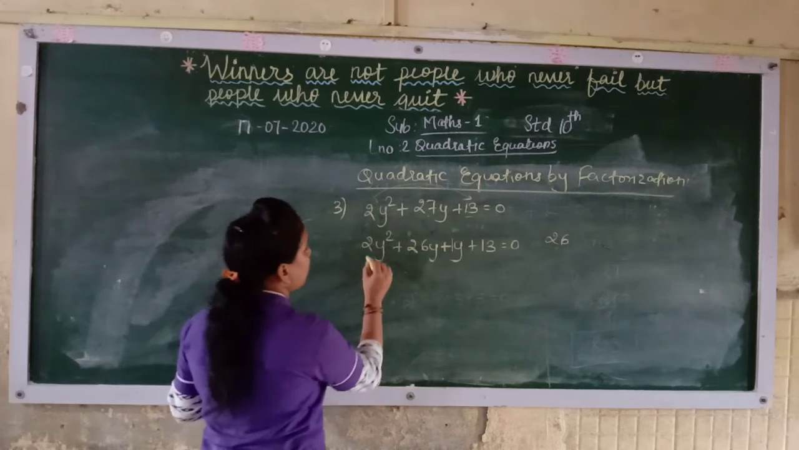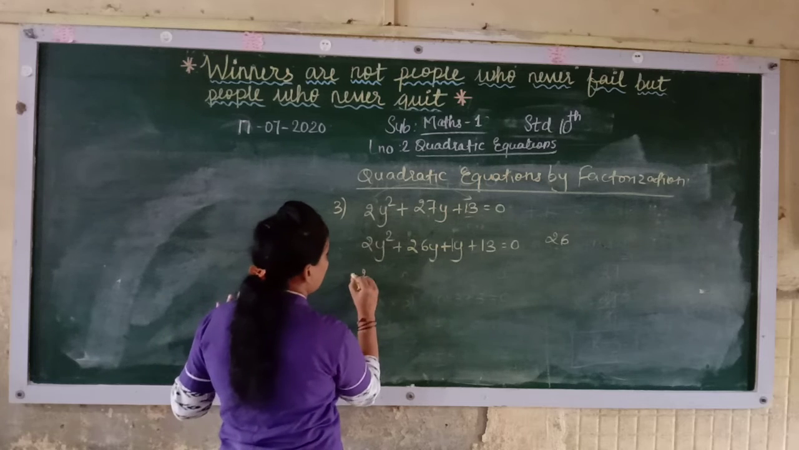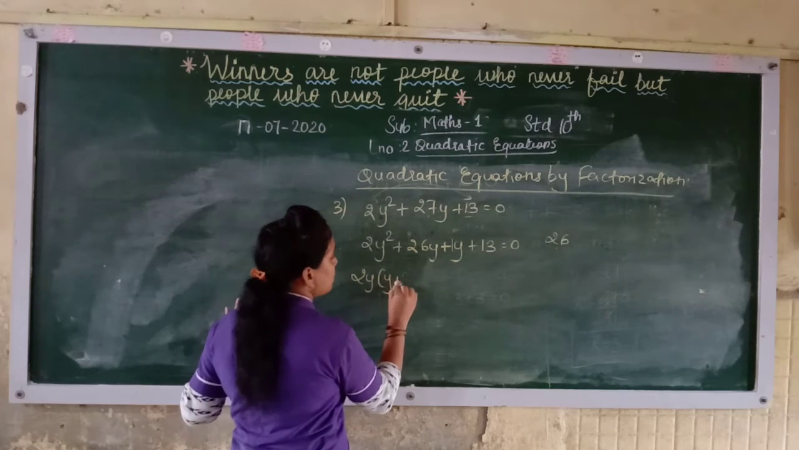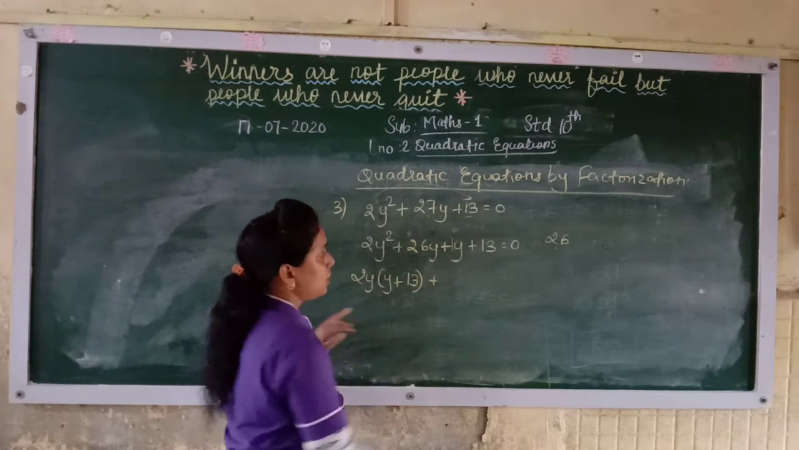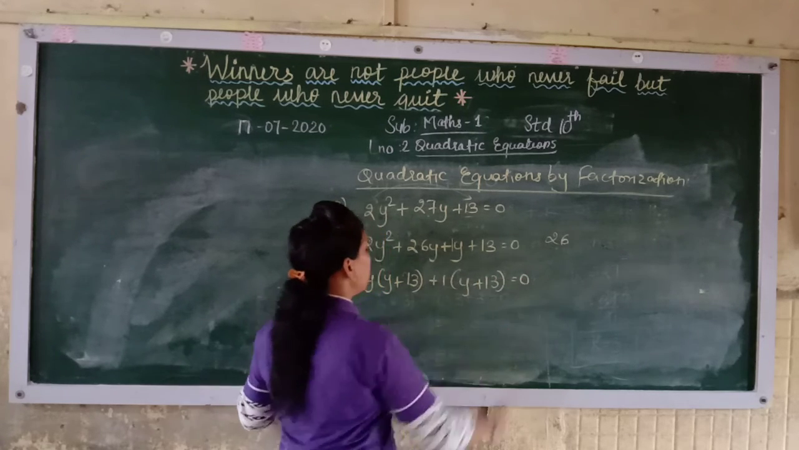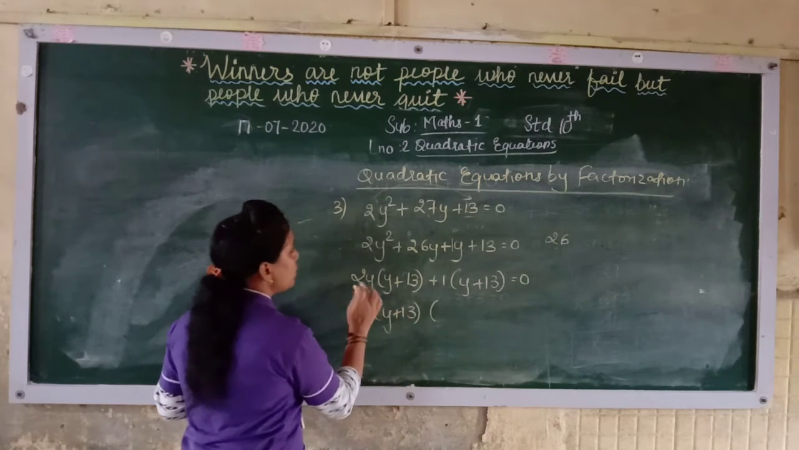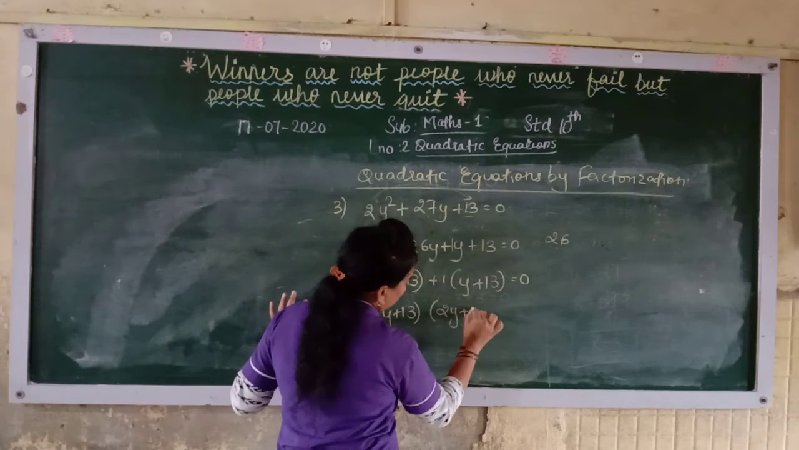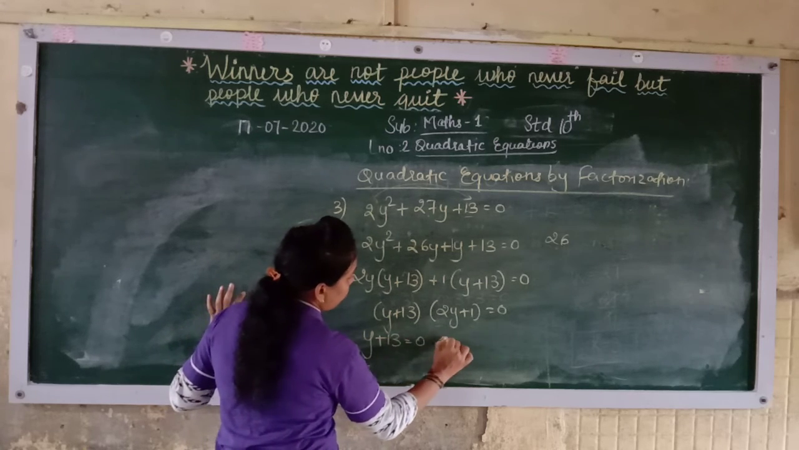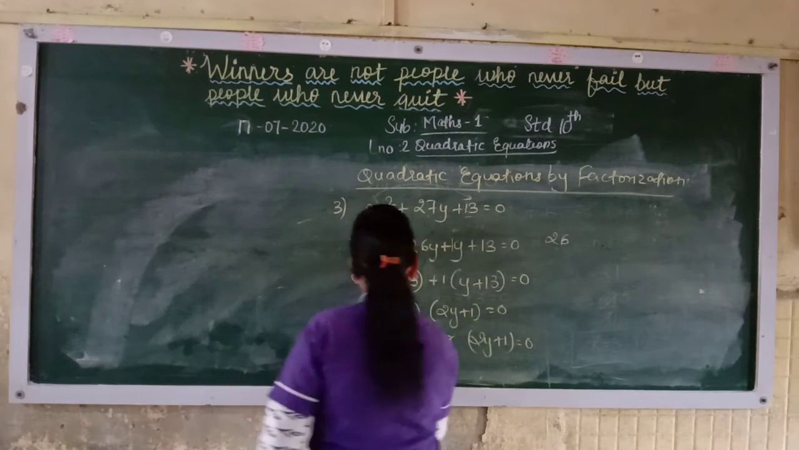Now if you see over here, from 2y square and 26y what will you take common? 2y will come common. So here you will get y plus 13. Here nothing is common, so 1 will come common. Again you will get y plus 13 is equal to 0. Now take this common in one bracket. Remaining is 2y plus 1, so that will come in another bracket. Now you get y plus 13 is equal to 0 or 2y plus 1 is equal to 0.